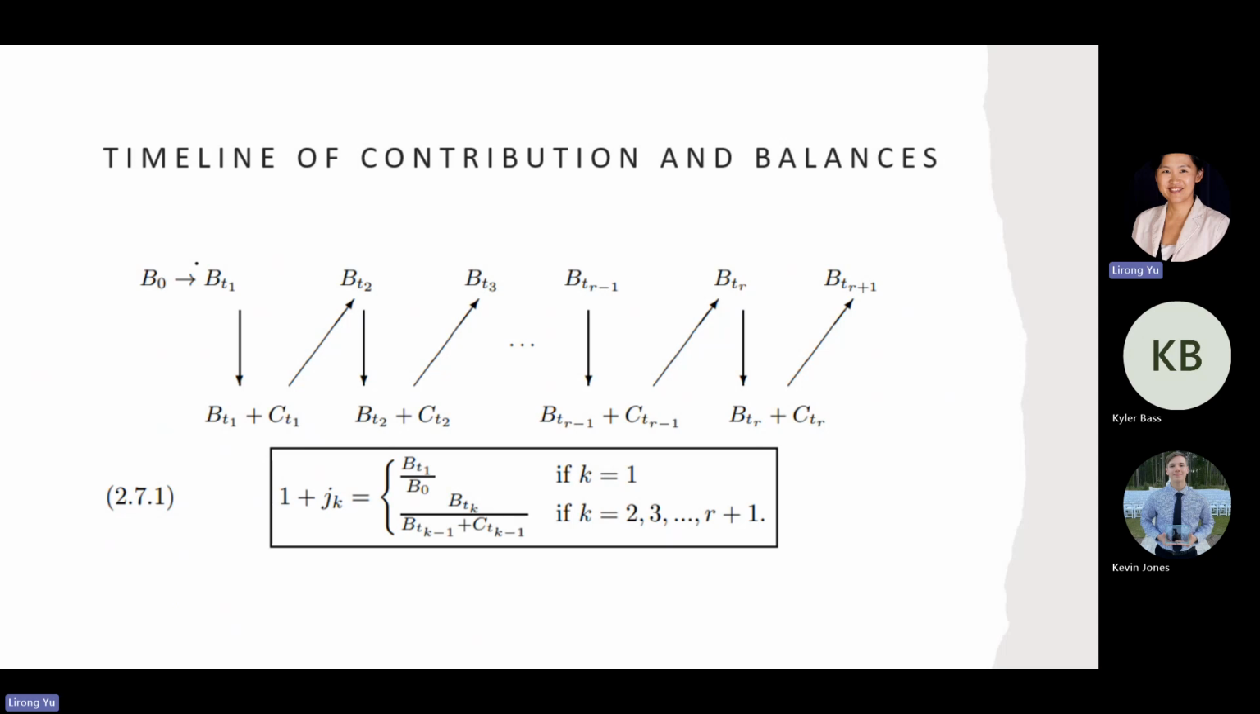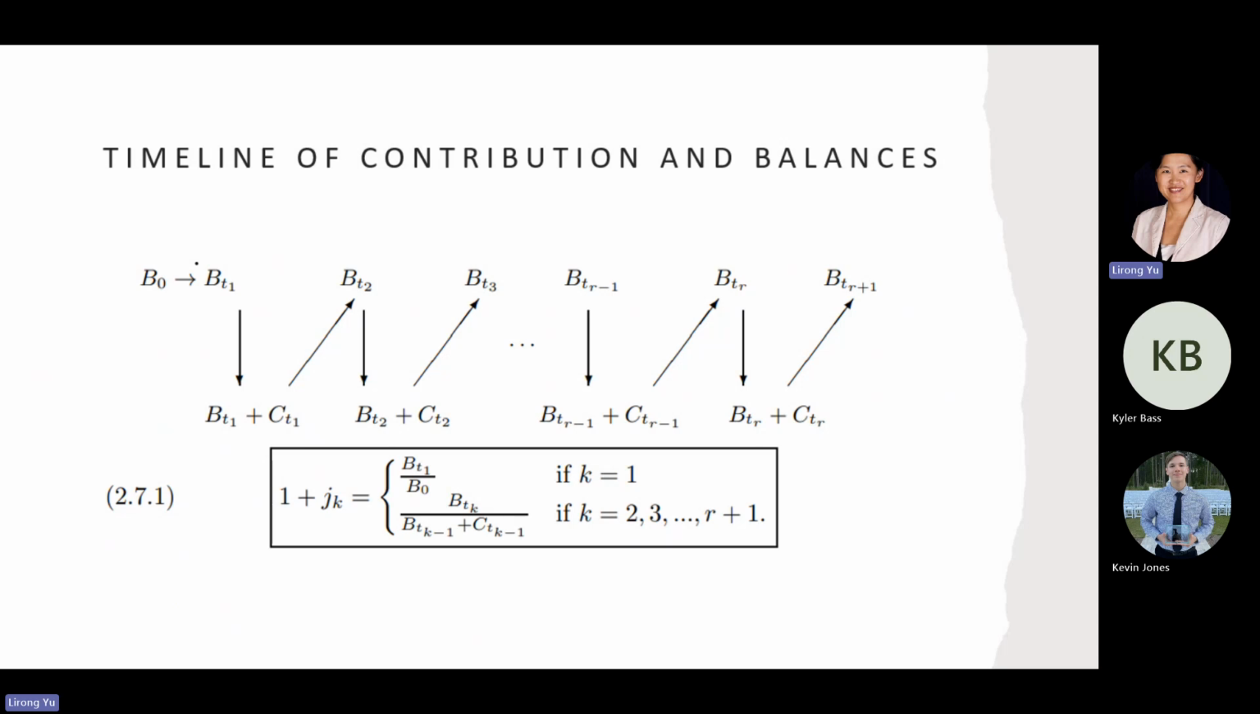And why do we single out BT1, the balance? Because at T1, we have a deposit, a contribution of CT1. Now CT1 could be negative or positive. If it's positive, that's a deposit. If it's a withdrawal, then CT1 will be negative. All right, so what we do here is first write down BT1 before the contribution. Then after the contribution, you have BT1 plus CT1, right?